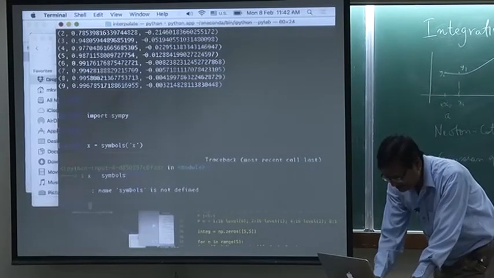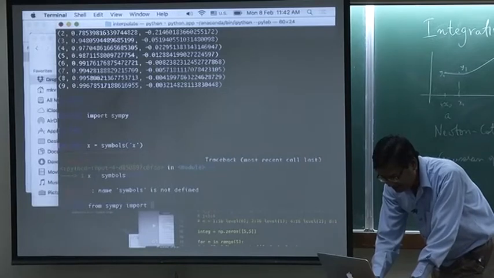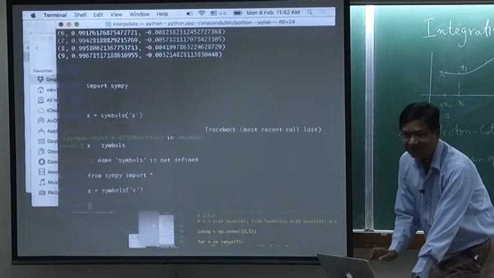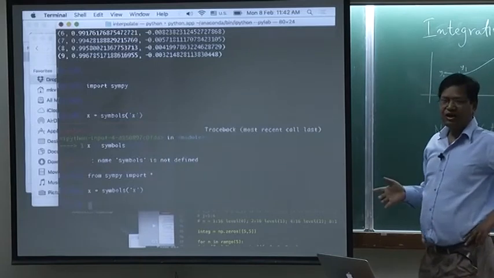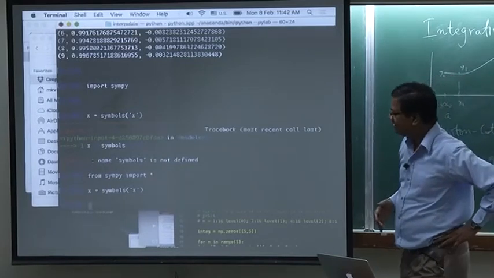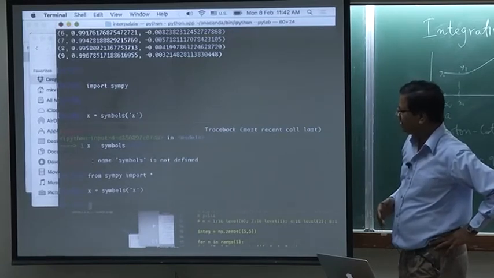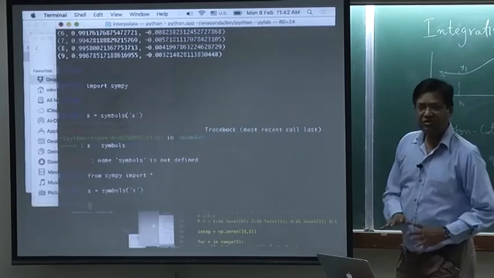Actually no, let's do one thing. Because I have to say sympy.symbols, so I want to avoid that. So x is a symbol. Star means all. Okay. So you want to integrate.